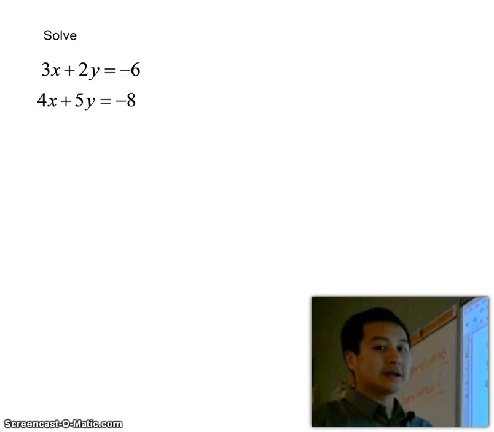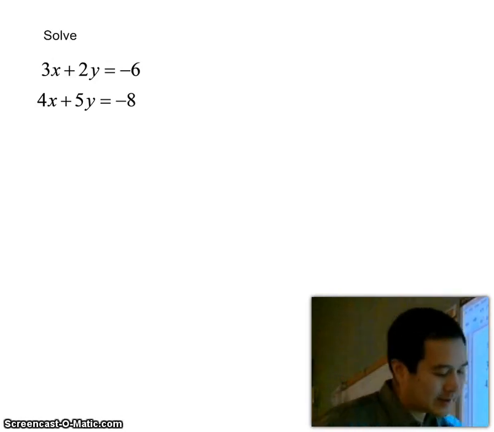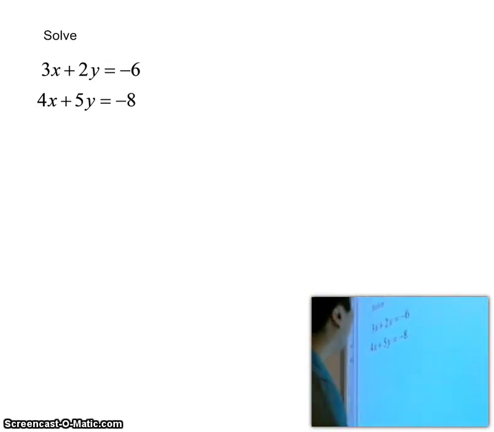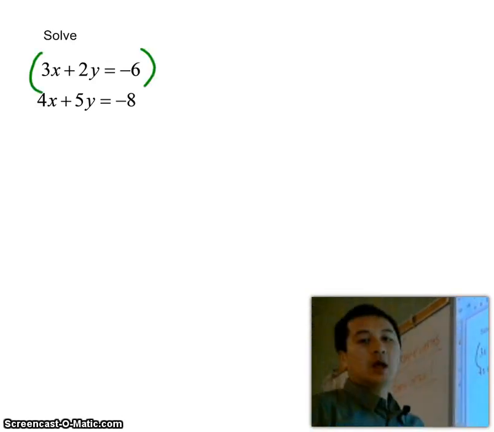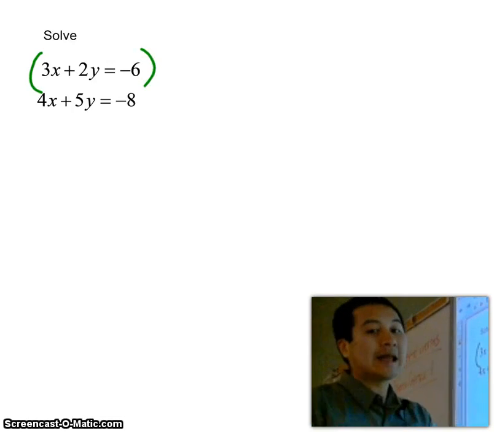So I have a choice here. I can eliminate the x, or I can eliminate the y. What would you like to do? You want to eliminate the y? Okay, good. Let's eliminate the y. So one at a time. First equation. How do I eliminate the y? I have to make them both 10. One is 10y, one is negative 10y.